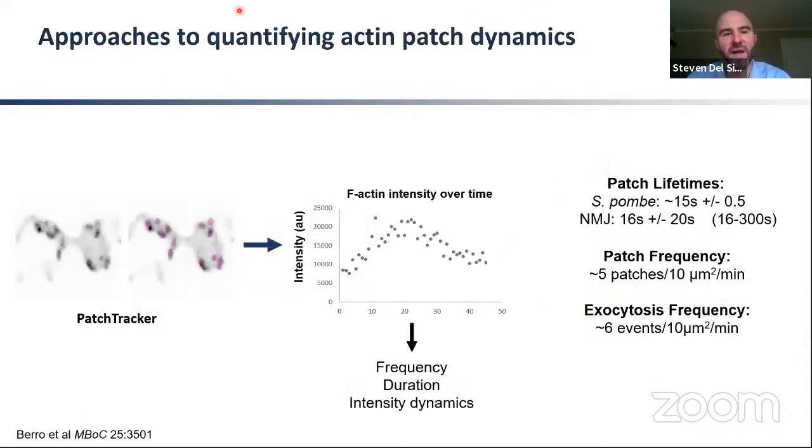To quantify these patch dynamics, I used a tool developed by Julien Barraud at Yale, who studies yeast actin assembly in endocytosis. We use this to identify sites of assembly, track their intensity dynamics over time, and from that we can extract their frequency, their duration, and their overall dynamics. What we find is that at the NMJ, the average lifetime of these patches is quite similar to that in yeast, only much broader. We see that they occur with a frequency which approaches the expected rate of exocytosis at the synapse. I should note that we're doing these experiments under conditions where the only exocytosis is spontaneous release. We're not stimulating.